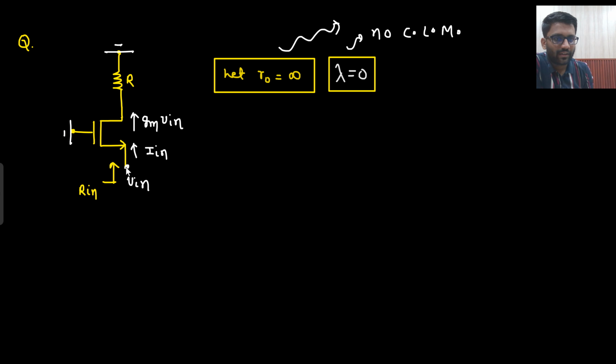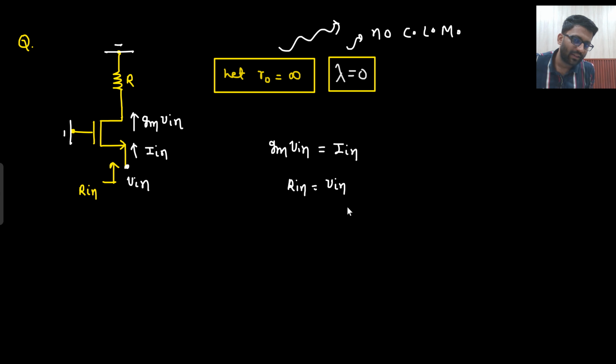And here what you are having? Here you are having V in. So from V in to 0 you are going. That means the current is Gm V in minus 0, so the current is Gm V in. That is equal to I in only, because R naught is not there. So Gm V in is equal to I in. So what is your R in? My R in is V in by I in, that is equal to 1 by Gm. There you go.